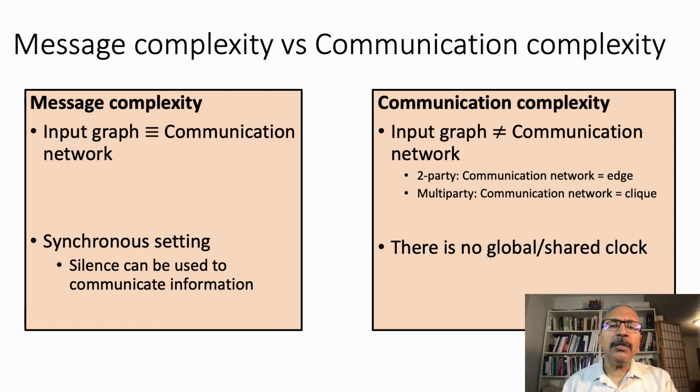In the CONGEST model, the input graph is exactly the same as the graph on which communication is occurring. Now, another difference is that in the CONGEST model, processors have access to a global clock because we are in the synchronous setting. And so they might be able to use the clock in fancy ways to save bits, for example, conveying information through silence. On the other hand, in the standard communication complexity model, there is no access to a shared clock. The setting is completely asynchronous and does not permit any encoding tricks using clock ticks.